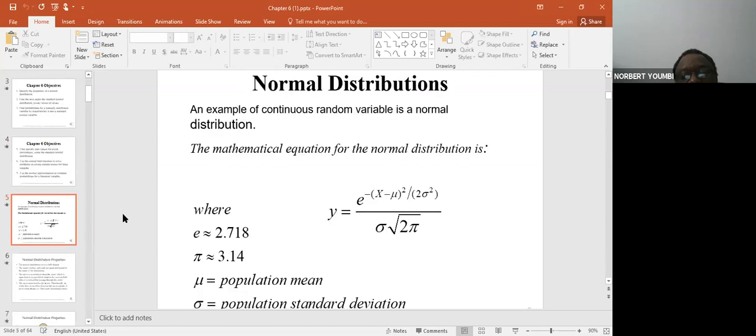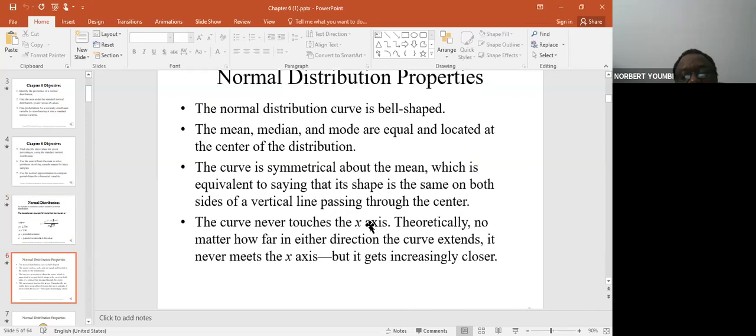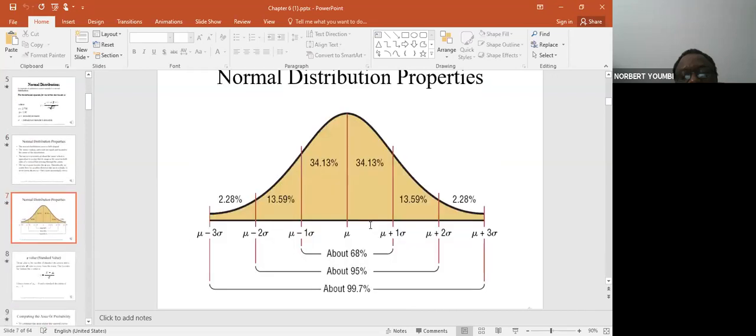So let's start first with the normal distribution. It is a continuous random variable which has a density function expressed as this formula. And the curve of this function looks like a bell shape. So a normal distribution is bell shape, as you can see here. This is the form of a bell.